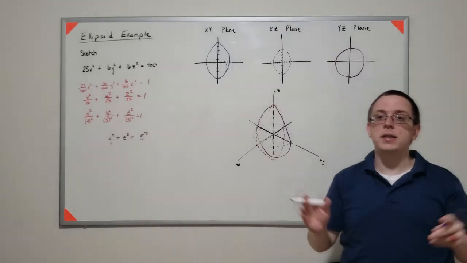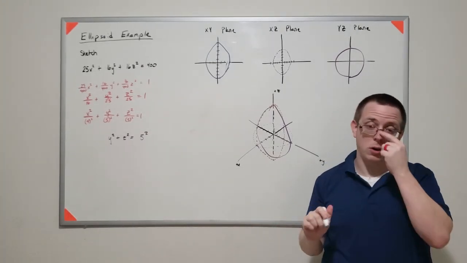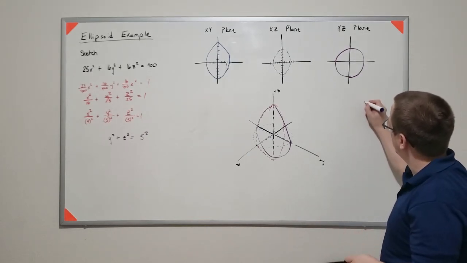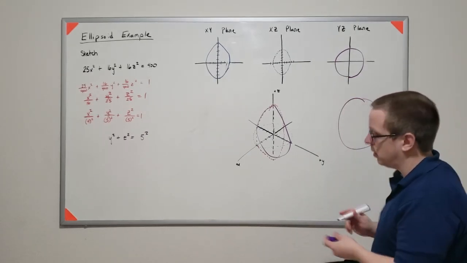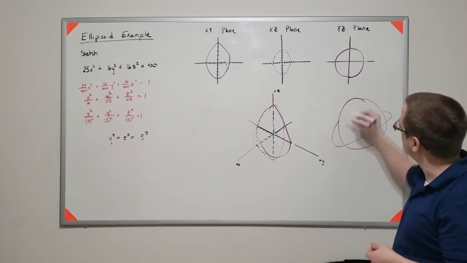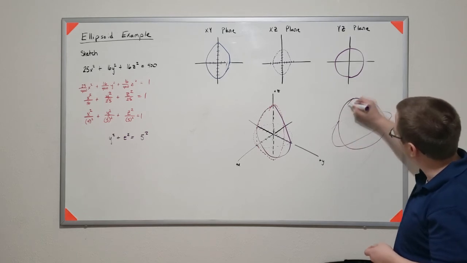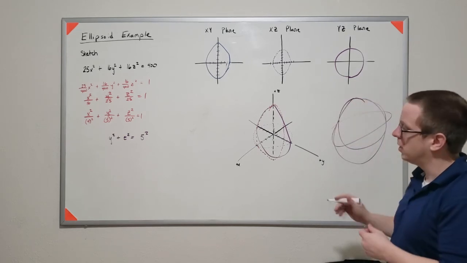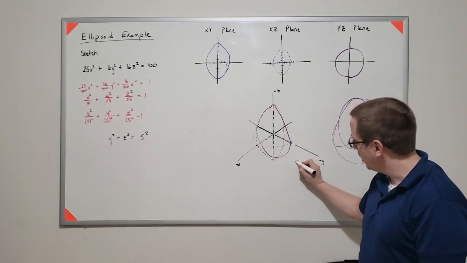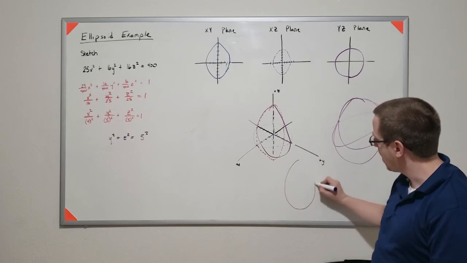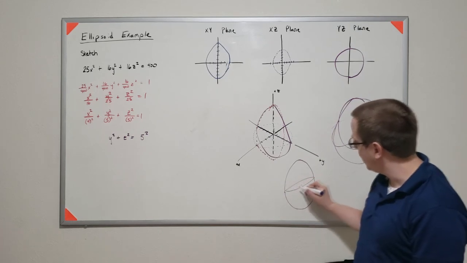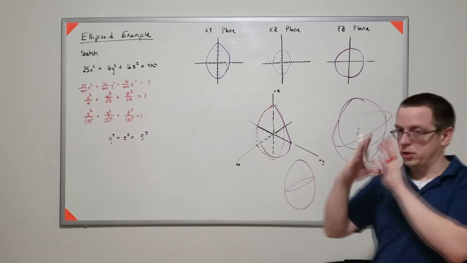And again, this is a terrible graph. Whiteboards are not great for this, but in general, what you're going to find is you're going to have a circle, and then you're going to have an ellipse, and an ellipse. So you're going to have some sort of egg shape, egg-shaped, and then some sort of circle in the front.